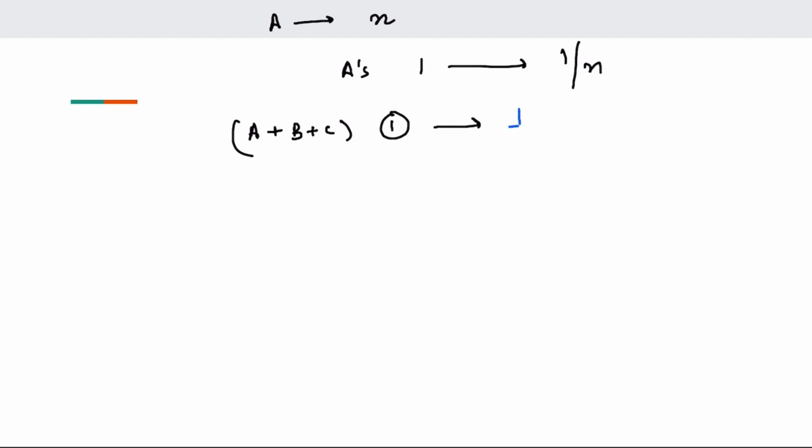It's going to be 1 by 24 plus 1 by 6 plus 1 by 12. Correct? Absolutely correct. Which is going to be 7 by 24. Right? So this is the answer, that is 7 by 24.